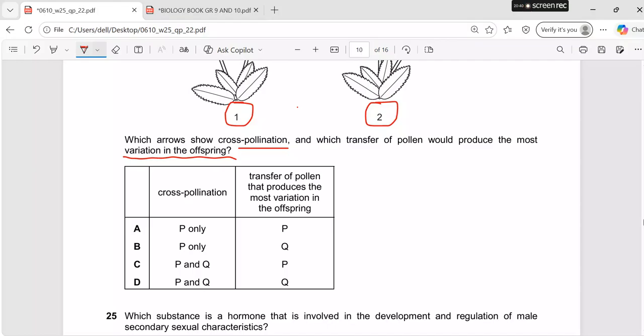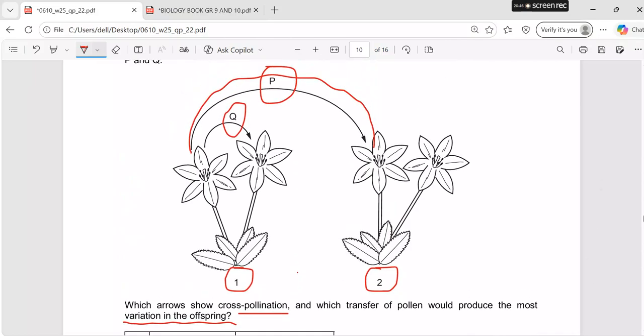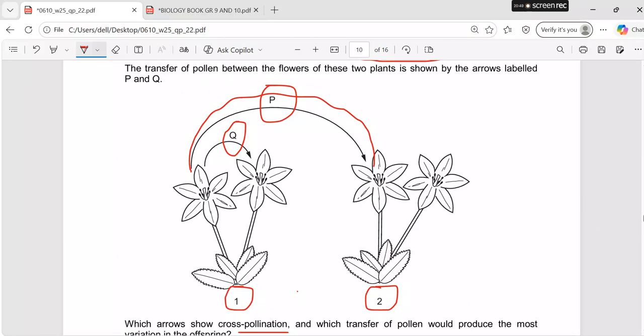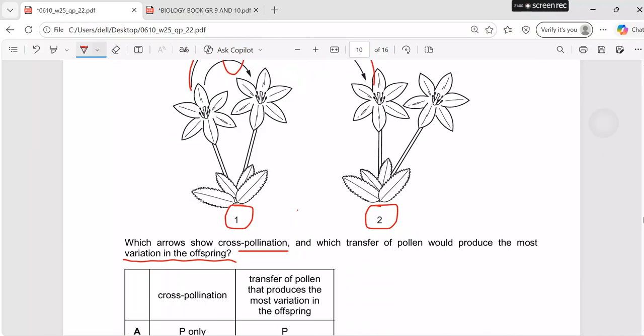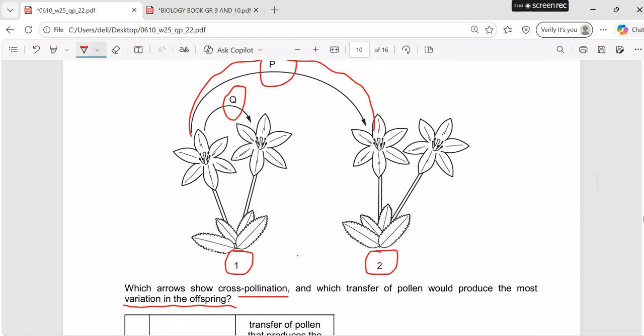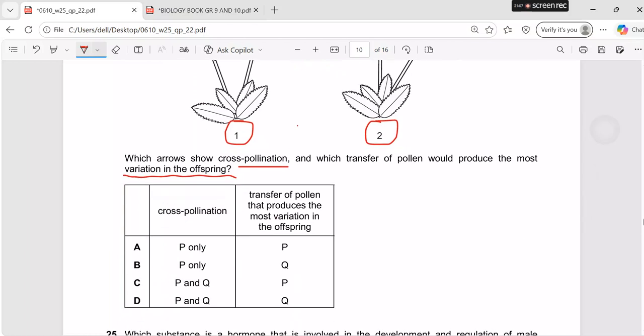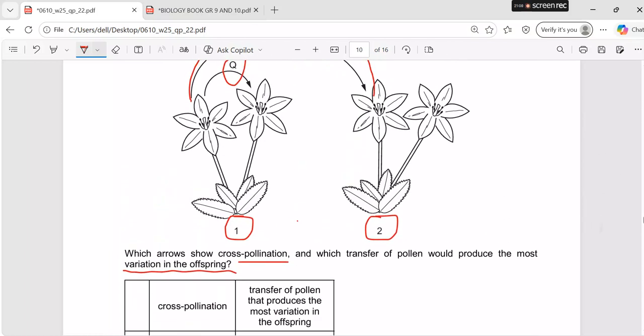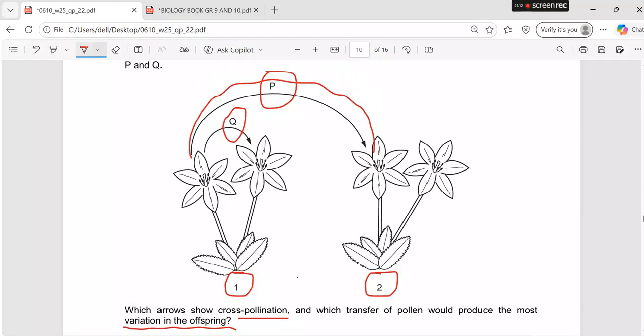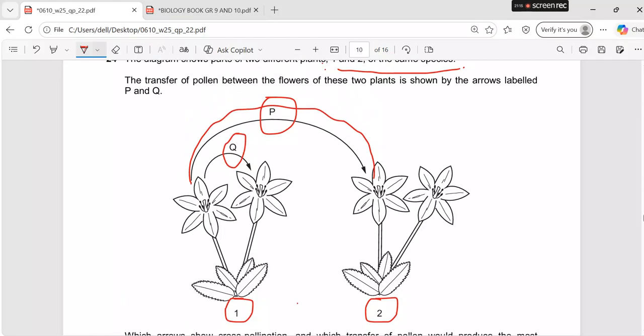Okay, cross-pollination. So where is cross-pollination? If we go back and look at P, the pollens are coming from plant number 1 and they are going to plant number 2. So they are actually showing you cross-pollination. But if you think about Q, they are not showing you cross-pollination. They are showing you self-pollination. Cross-pollination means when the pollens are transferred from one plant to the other plant, but of the same species. That's called cross-pollination.